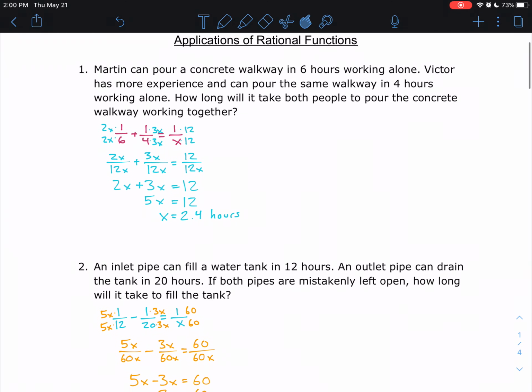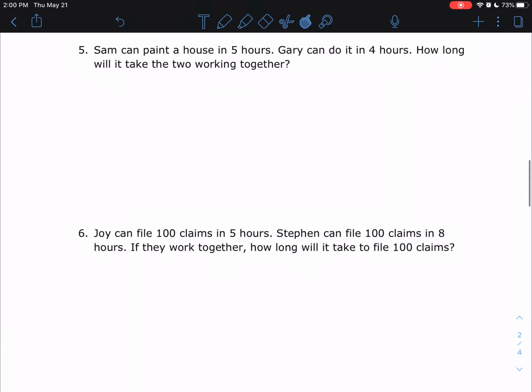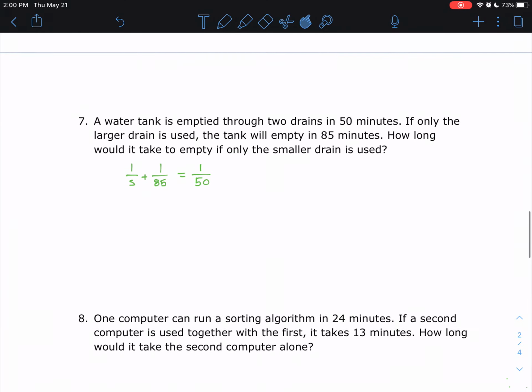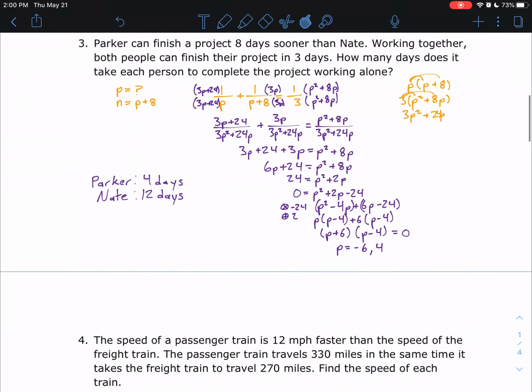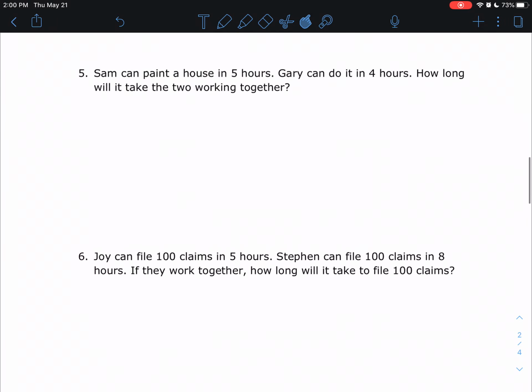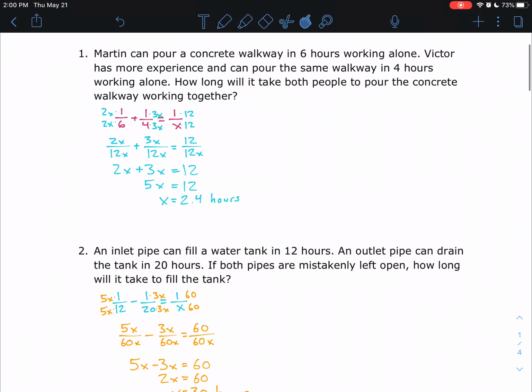So yeah, that is all we are doing, and that is basically the way we are going to finish this unit. Number 5, set that up the same way as I set up number 1. Number 6, set it up the same way as I set up number 1, just with 100 in the numerator.